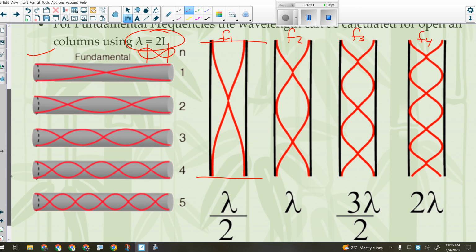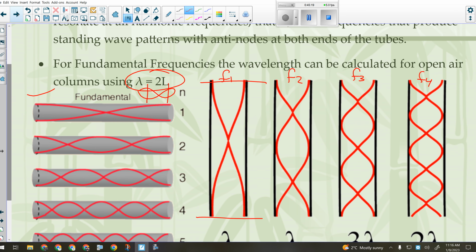Okay, everyone okay with that? And like I said, drums, same thing. You bang on a drum and it's the size of the skin that determines the sound.